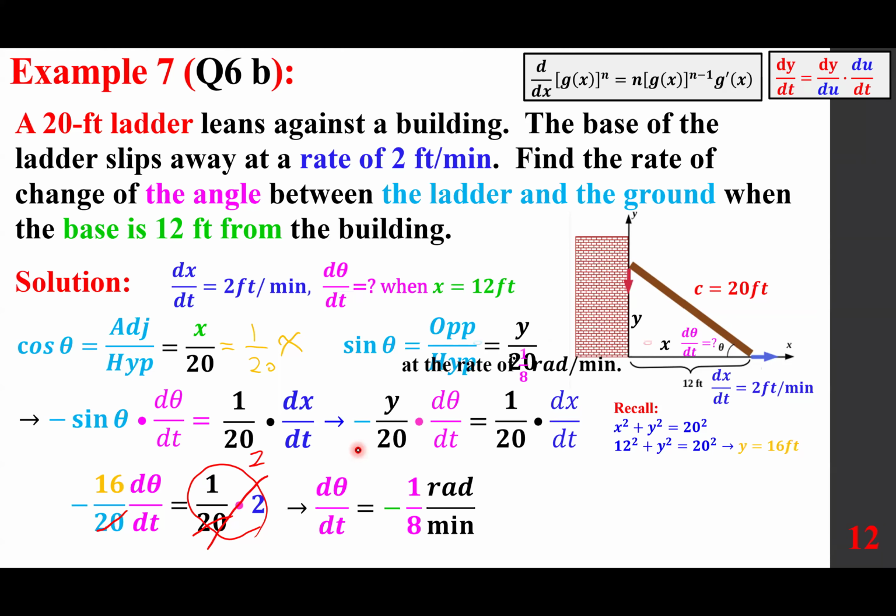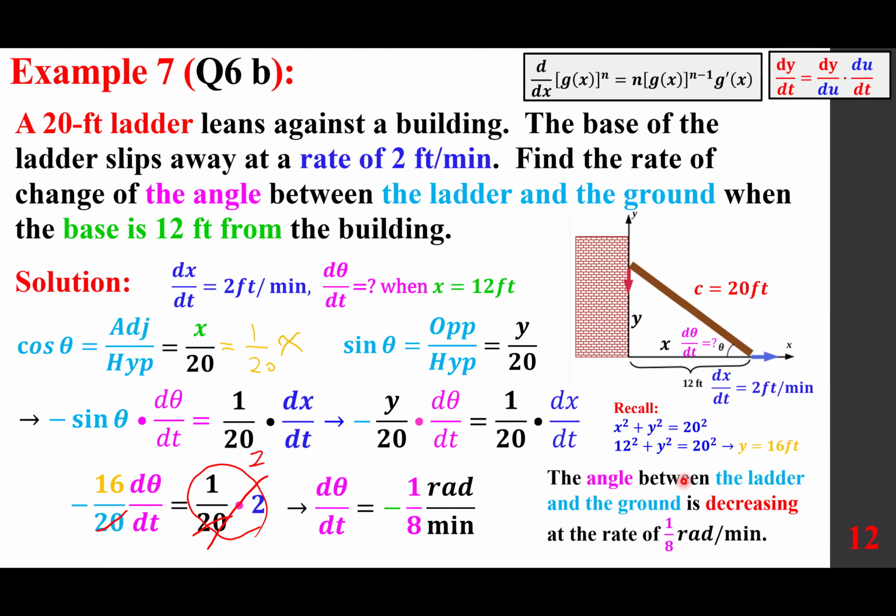What does it mean? The angle between the ladder and the ground, theta, is decreasing. Why is it decreasing? Because this is negative. At what rate? At the rate of 1/8 of a radian per minute. Why aren't we writing negative here? Because decreasing will take care of the sign.